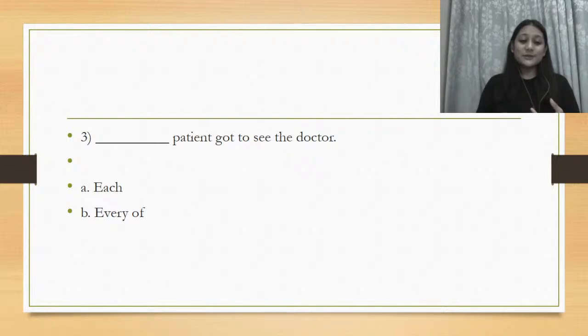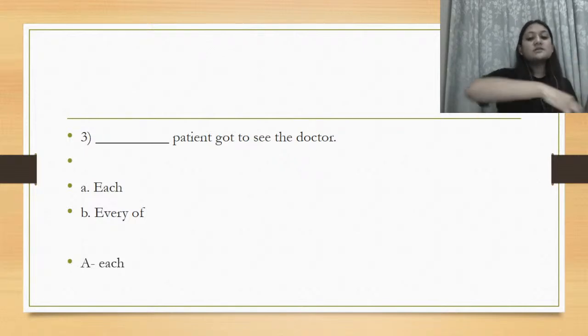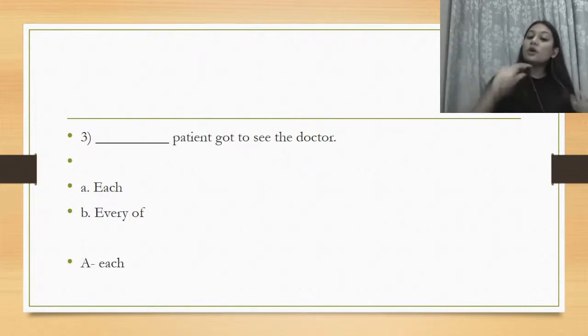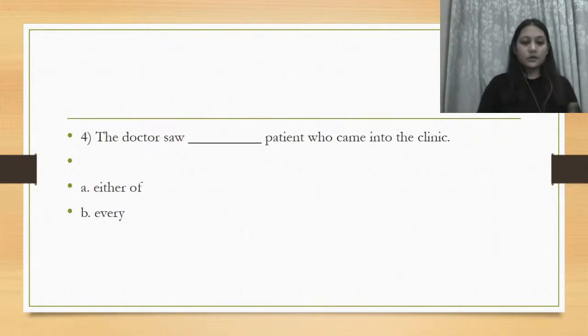So long, right? So you can do it now, right? Each patient got to see the doctor, each individually, because it was a smaller group. With a smaller group, we are supposed to use each. Clear? Okay. The doctor saw dash patient who came into the clinic.